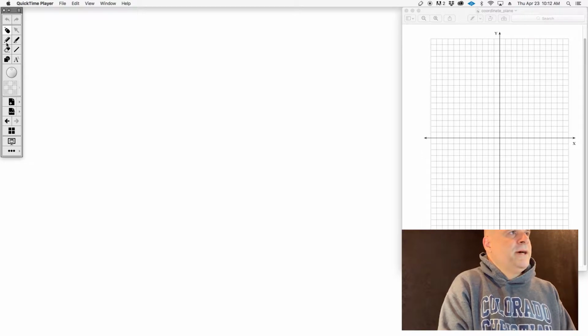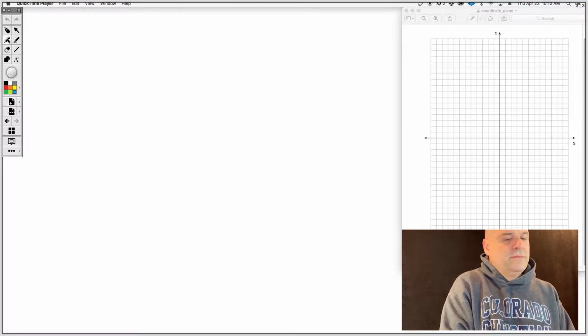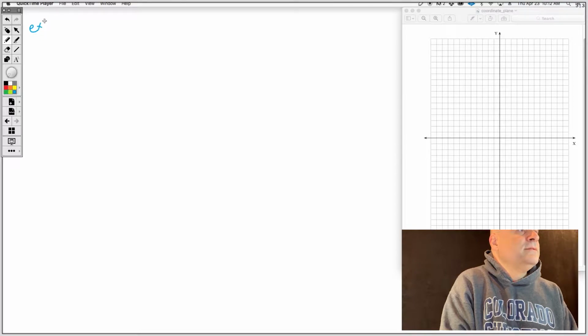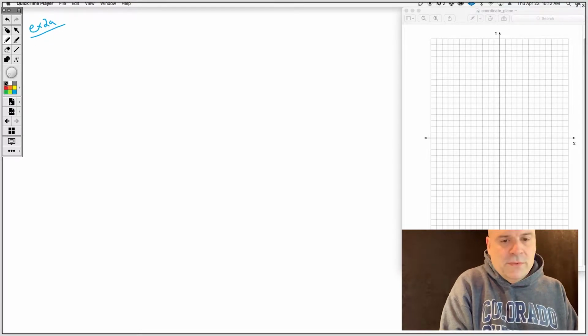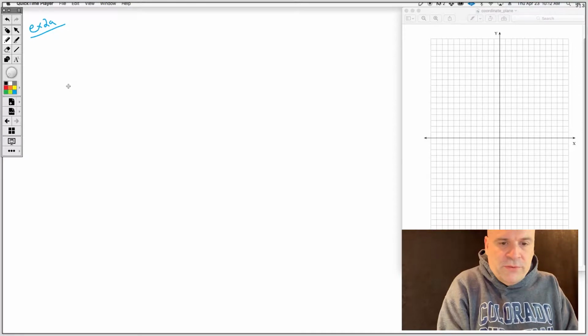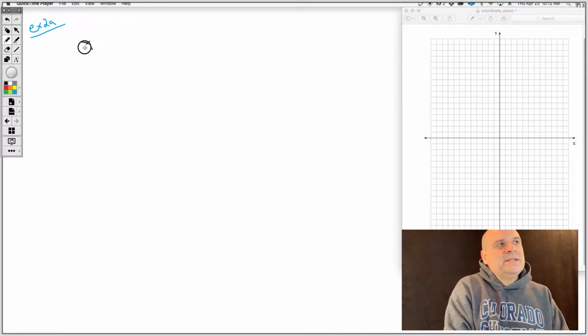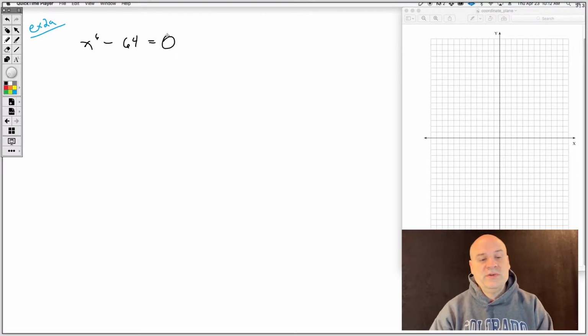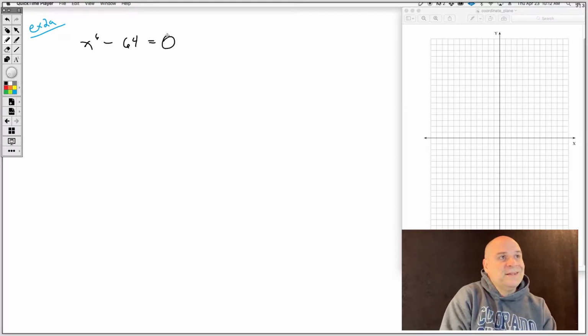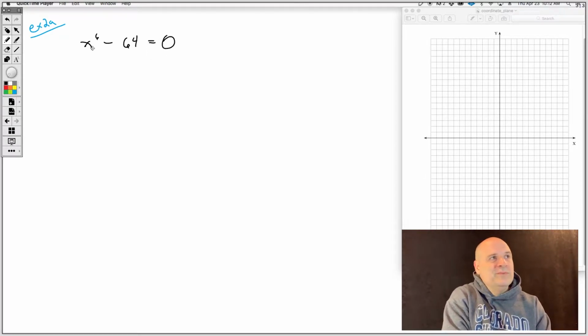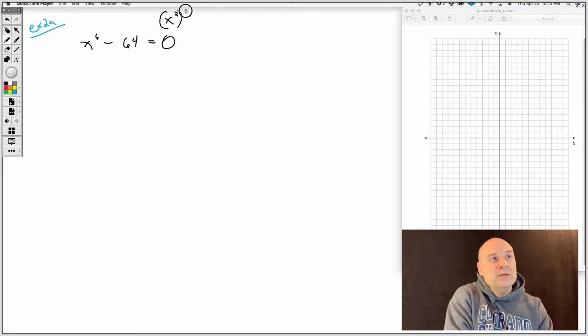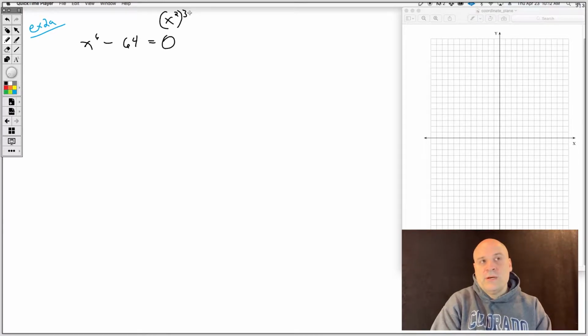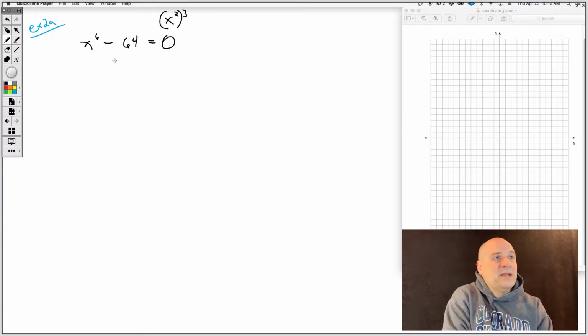Well, let's try another example. We're gonna step it up a notch just because that's what we do. We're gonna see if we have any real roots of this equation: x to the 6th minus 64 equals 0. Well, we're looking for a difference of 2 cubes. Technically, this guy is a cube because x to the 6th is just x squared cubed, right? x squared cubed. So that's how we're gonna factor it.